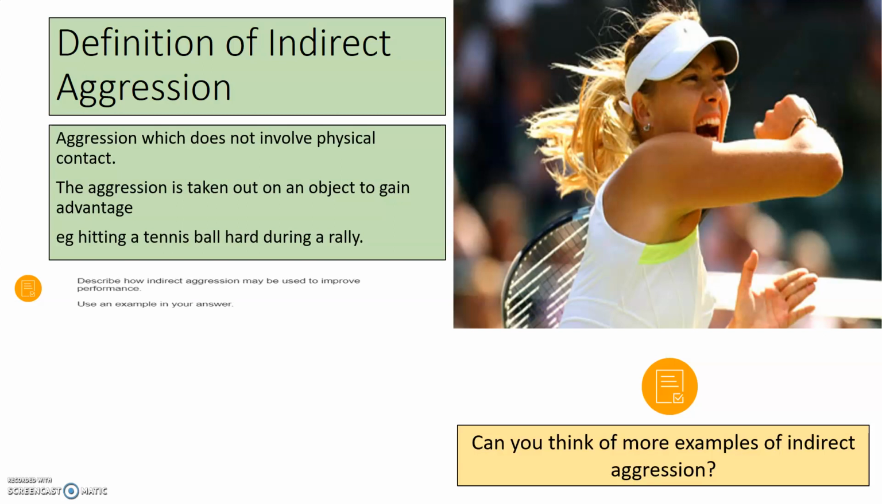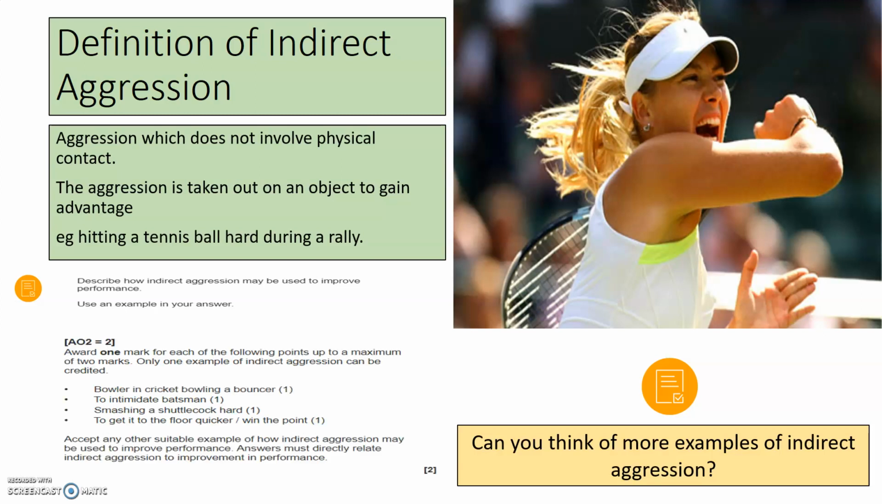Before we go through those examples, let's see if you can answer this question: describe how indirect aggression may be used to improve performance. Some things you could have talked about: another example of indirect aggression would be a bowler in cricket bowling a bouncer. He's trying to intimidate the batsman. The ball bounces on the ground towards and over their head, and it might make the batsman less confident.